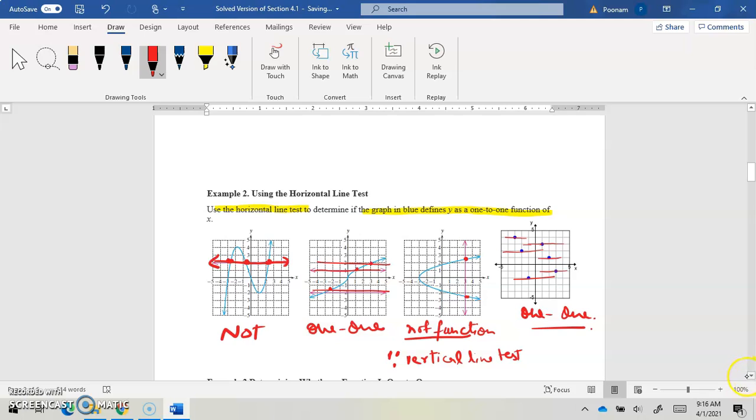For a graph, it has to be a function first to be a one-to-one function. For that, you have to check the vertical line test, meaning no vertical line should meet the graph in more than one point. For it to be one-to-one, it has to follow the horizontal line test, meaning if you draw any horizontal line across the curve, it should not meet the graph in more than one point.